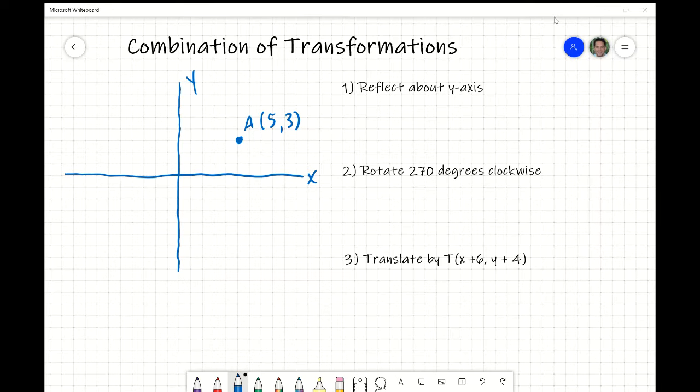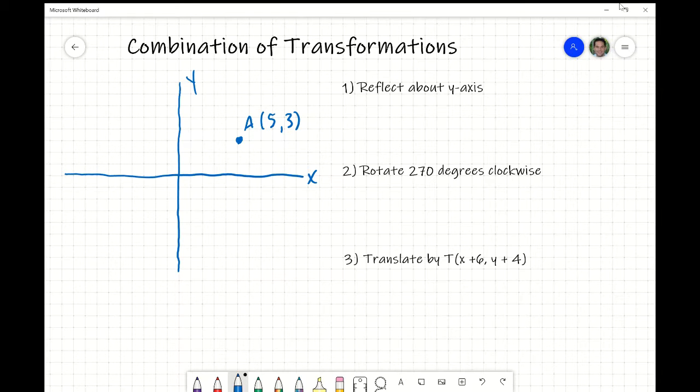Hey, this is Mr. J here, and let's look at an example of combination of transformations. Up to this point, we've had three different lessons where we learned about reflections, usually about a line of reflection, rotation about a center of rotation, and translation, which moves all the points of a particular figure or point by the same amount. So let's start out by doing a reflection about the y-axis.